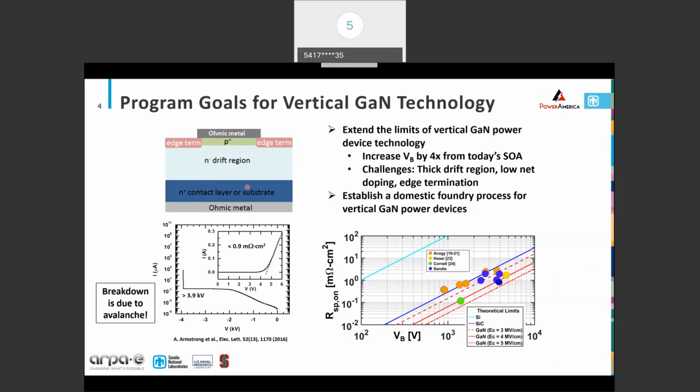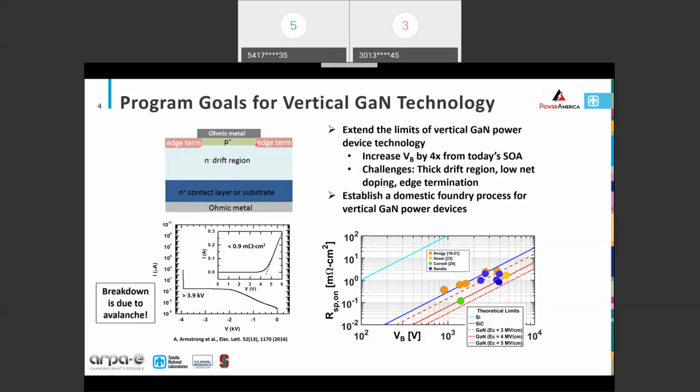This is not to scale, but you'd have a substrate here, and we're doing this on native GaN substrate, so it's a conducting substrate. The back contact is actually on the back of the wafer. The key element here is this drift region, a low doped, thick epitaxial drift region. This is just like you'd see in a silicon carbide device, for example, that holds off the voltage, but also imparts resistance. And then you have your anode contacts and your edge termination and so forth.